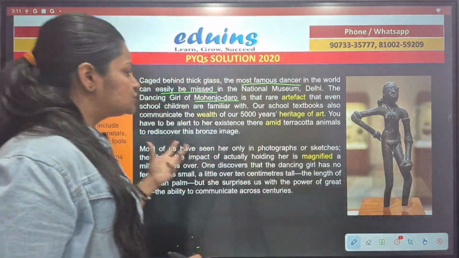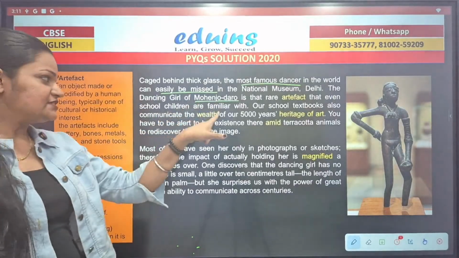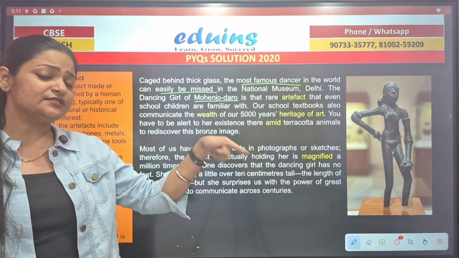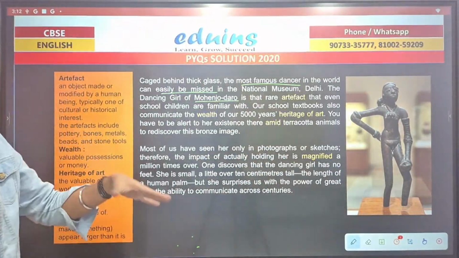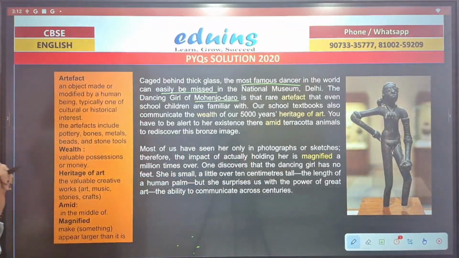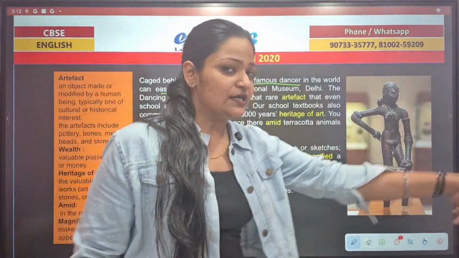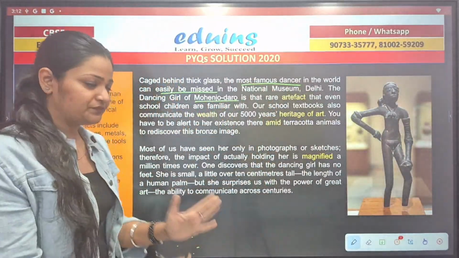Mohenjo-daro is a part of the Indus Valley civilization, and it is considered the world's famous Indus Valley civilization, where we get to see urban settlements. We get to see urban settlements over here, and this dancing girl is also one of the discoveries of Mohenjo-daro.